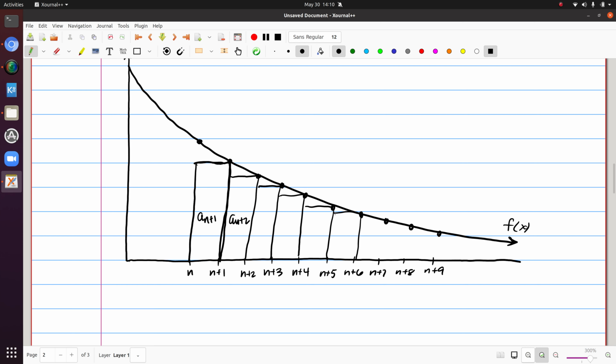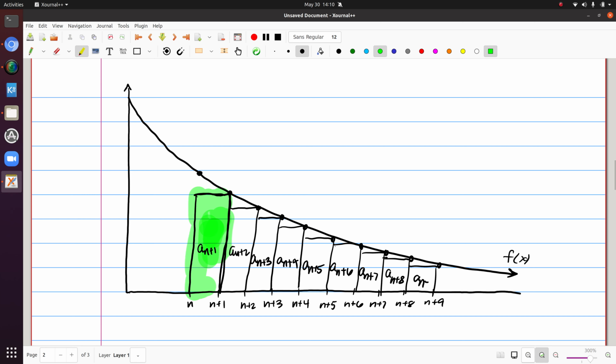Again, I'm going to go until I run out of space here, but you should keep in mind that this is continuing forever, so that what starts at a sub n plus 1, we're actually going to get infinitely many rectangles off to the right. And what's important is, again, thinking about the green rectangles here. The sum of the areas of these rectangles is the error. Let's go back to this.